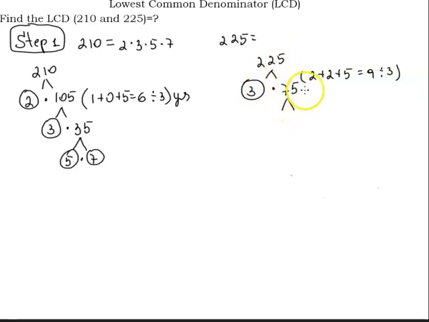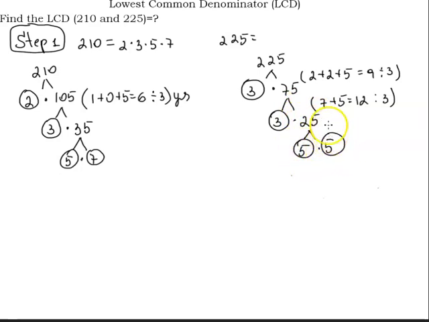75 is not an even number, not divisible by 2. Is it divisible by 3? Let's see, 7 plus 5 is 12. Divisible by 3, yes. So the number 75 is divisible by 3. So it's 3 times 25. And then 25 is 5 times 5. So the number 225 I broke into the product of 3 times 3 times 5 times 5. So both numbers are factored and step 1 is completed.